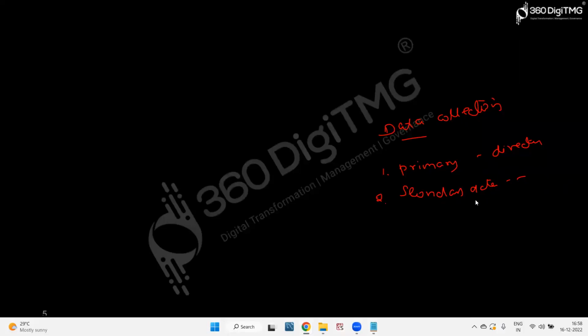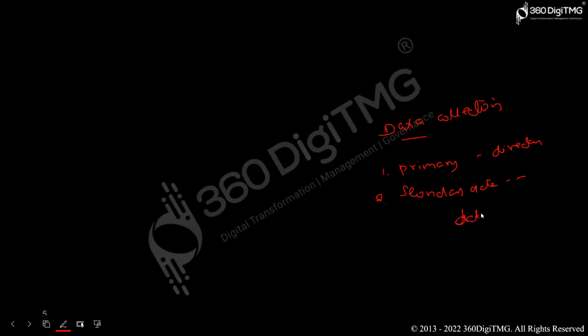So in secondary data sources, the data is already stored. It has already been collected and stored in the proper format in any company: all sales records or company records, ERP (enterprise resource planning) or SAP tools. These are the methods by which we save the data, and from that we can collect the data.